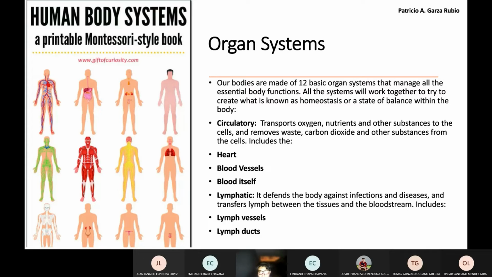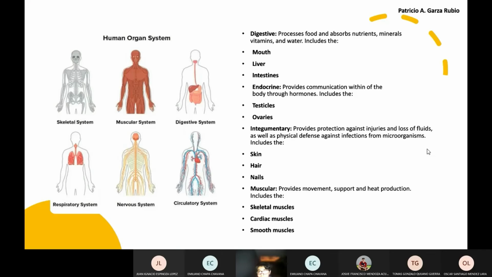Lymphatic. It defends the body against infections and diseases, and transfers lymph between the tissues and the bloodstream. It includes lymph vessels and lymph ducts. Digestive. Processes food and absorbs nutrients, minerals, vitamins, and water. It includes the mouth, the liver, and the intestines.